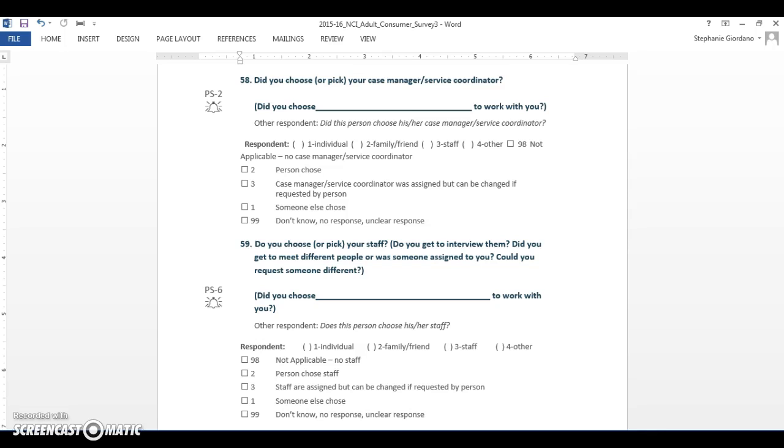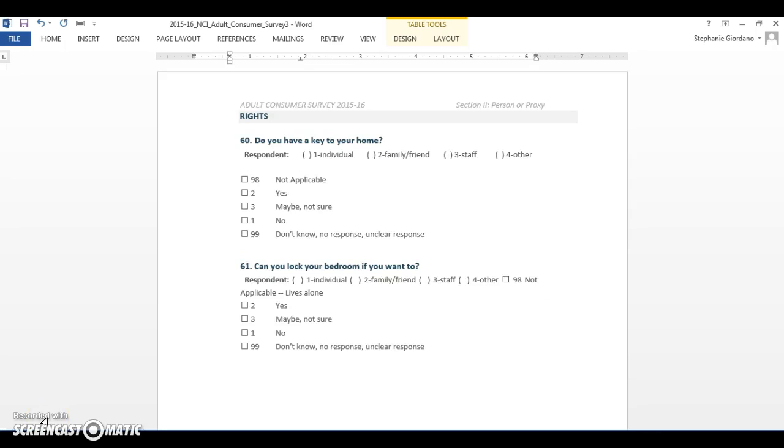However, I do want to make the important note here that while we know most people would respond no to this question, what's really important is that follow-up, whether individuals know that they can request to change their case manager or their staff. So if the person does say that no, they were not able to choose their case manager or their staff, we want interviewers to follow up and ask whether if in the future the person wanted to change their case manager or their staff person, whether they would be able to request to have a new case manager or staff. And that brings us to questions about rights.